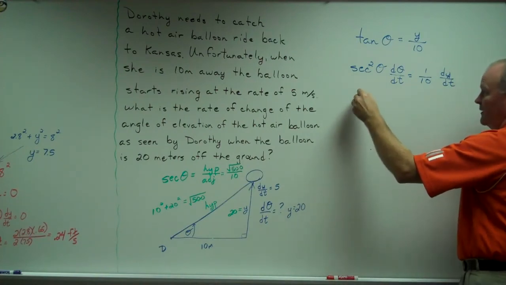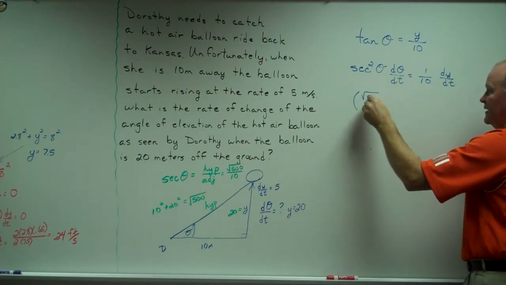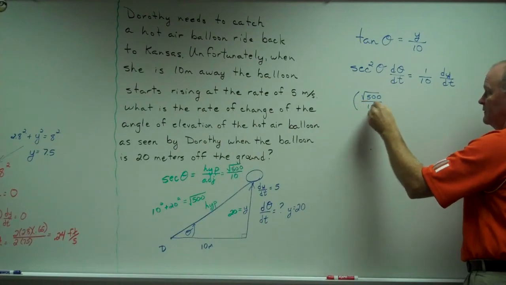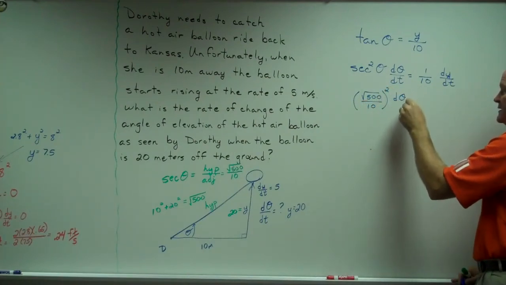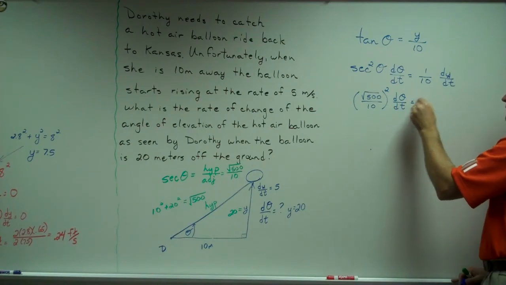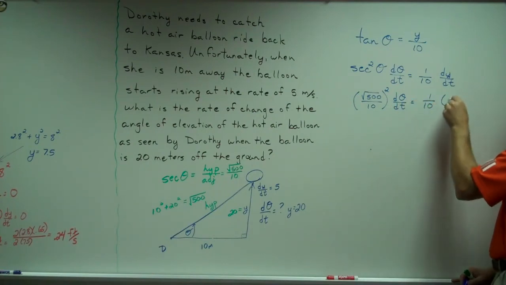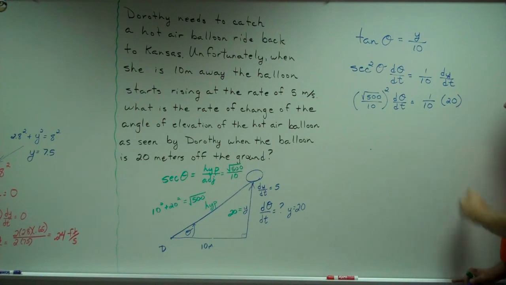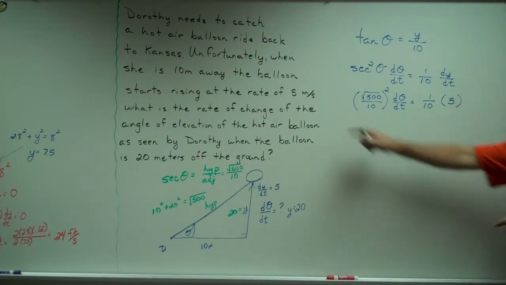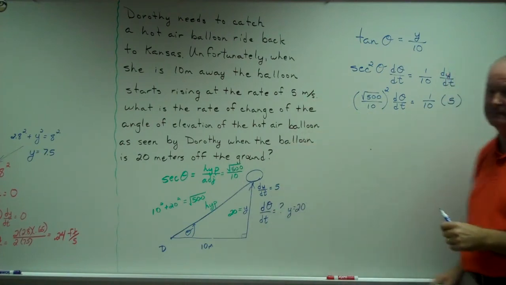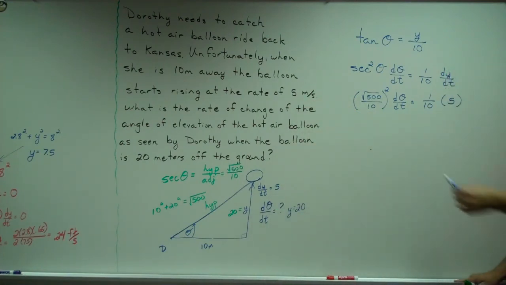Then when I go back up here, putting in the secant, I'm going to square it. d theta dt, 1/10 and 20. Is it 20 or... Nope, it's 5, thank you. What? The rate was 5, dy dt. Gotcha. I wrote down 20.